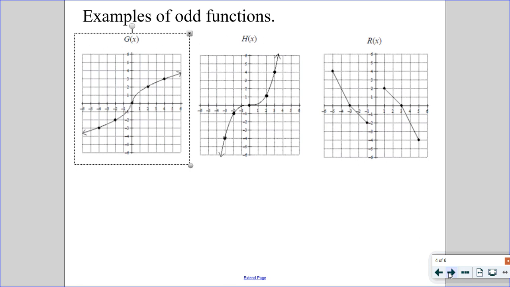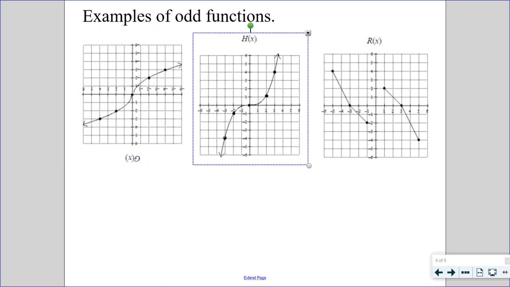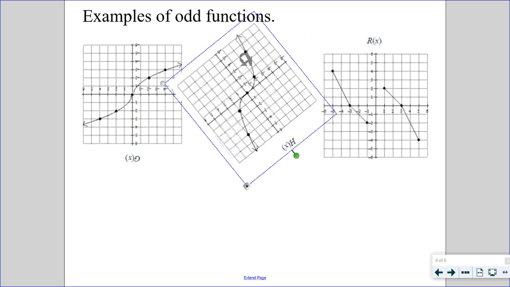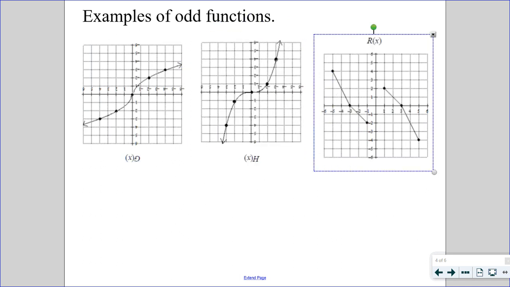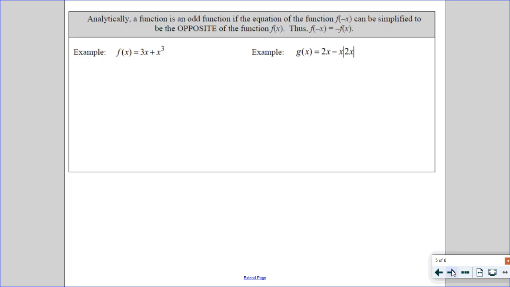All right, let's talk about odd functions. These graphs all represent odd functions. So remember, the symmetry here is that these graphs are symmetric with respect to the origin, meaning if we rotate the graph 180 degrees, it will land on itself. It will look the same. And notice that is exactly what happens when I rotate these graphs 180 degrees around the origin. We end up with the same graph.